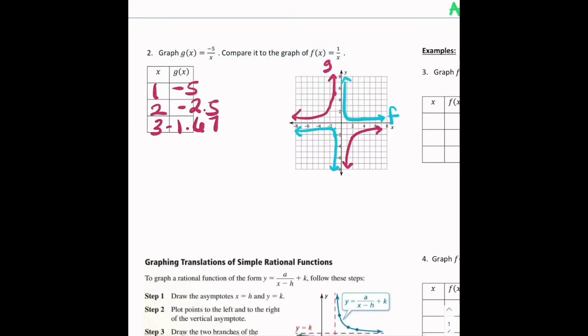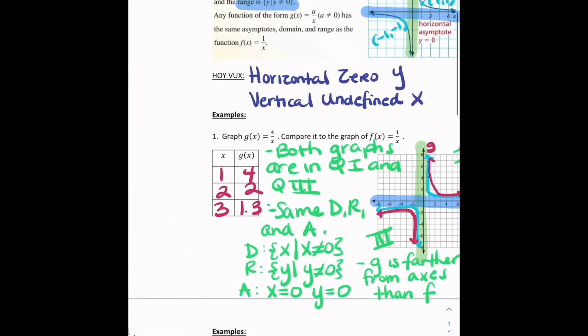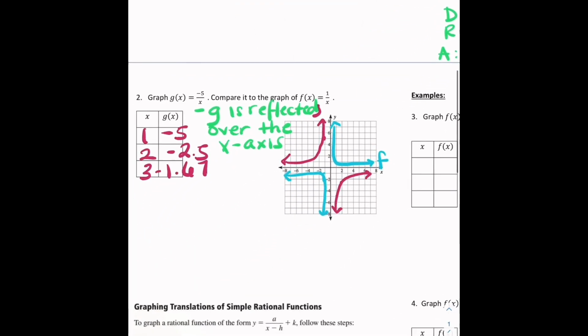All right, so notice they're not in the same quadrant anymore. G is actually reflected over the x-axis. Notice that it's in the same form as a over x. As mentioned earlier, a does not equal 0. It's negative 5. So we still have the same asymptotes, domain, and range. So same domain, range, and asymptotes.